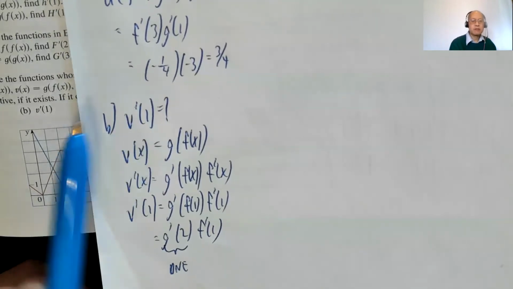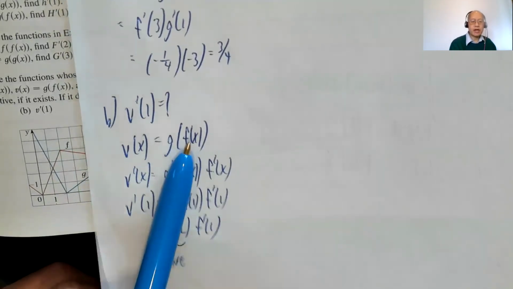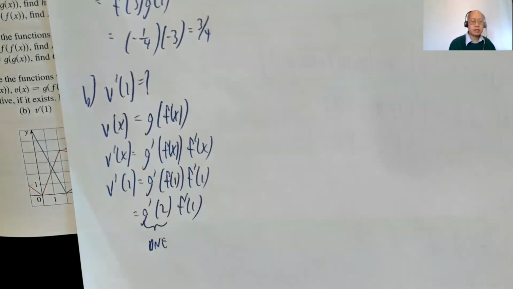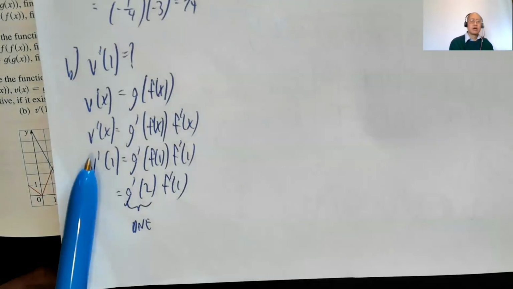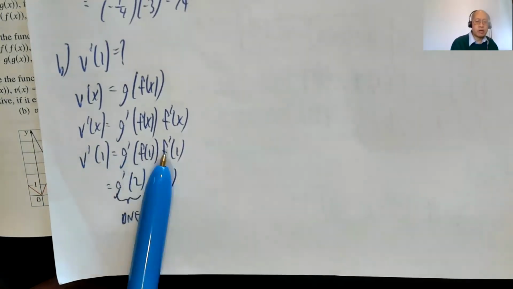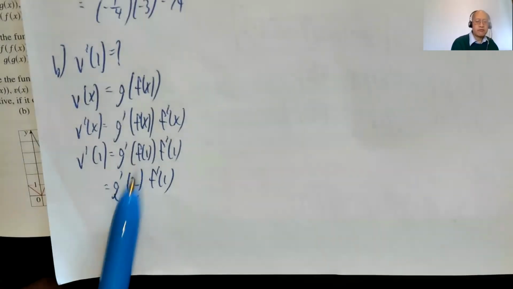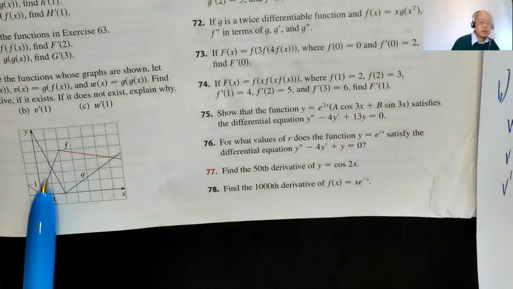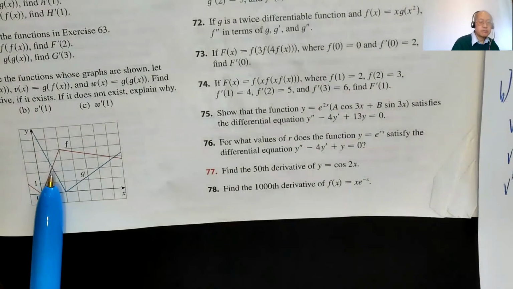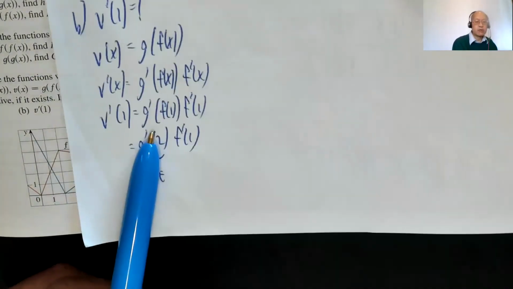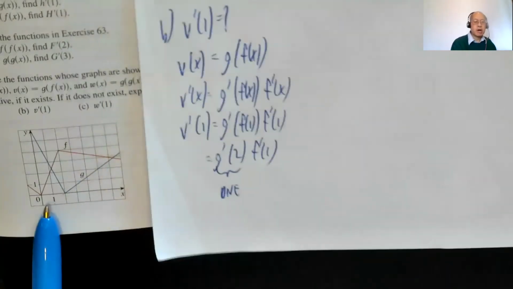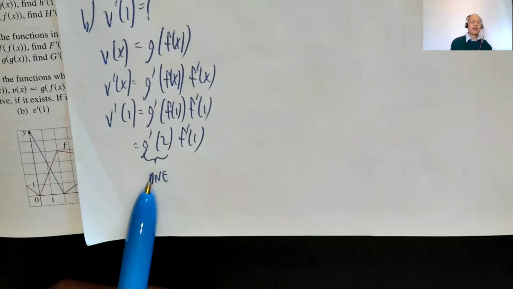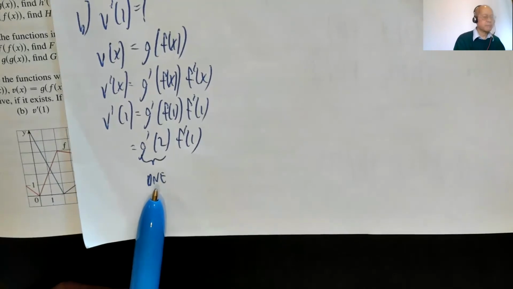V prime of 1, V is g of f of x. V prime of x is g prime of f of x times f prime of x. Plug in 1. V prime of 1 is g prime of f of 1, f prime of 1. F of 1 is 2. See, f of 1 is 2. And then I want g prime of 2, but g prime of 2 does not exist. There is no slope at 2. That's a corner point. So the final answer is does not exist.